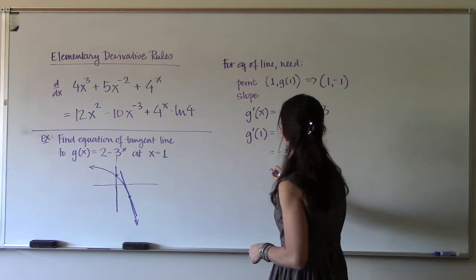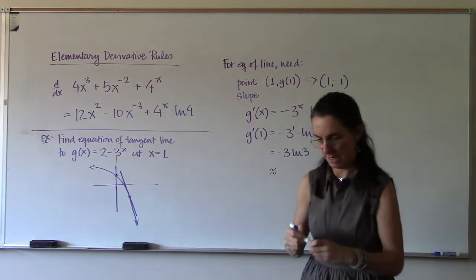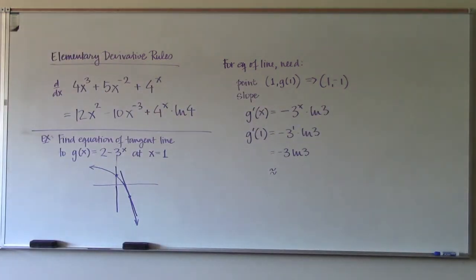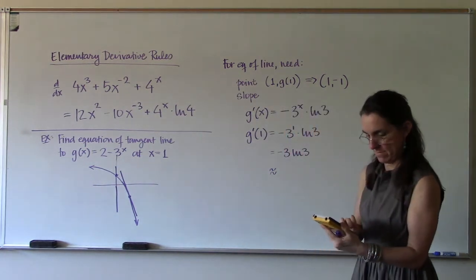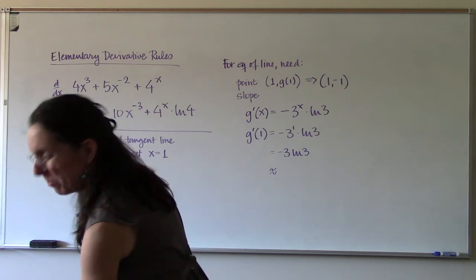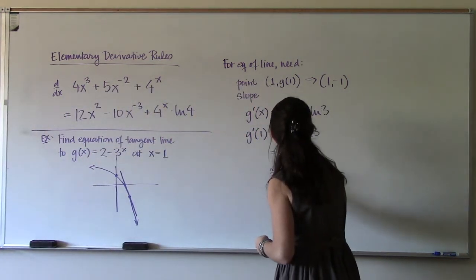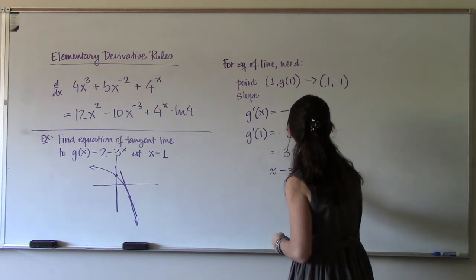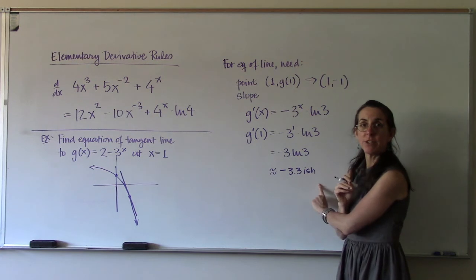And this is about equal to, oh, I don't remember. Hold on, let me get my calculator. Three logs of 3 is about 3.3-ish. It's about 3.3. Negative 3.3-ish. The scientific way to write this is 3.3-ish. That's a little joke.